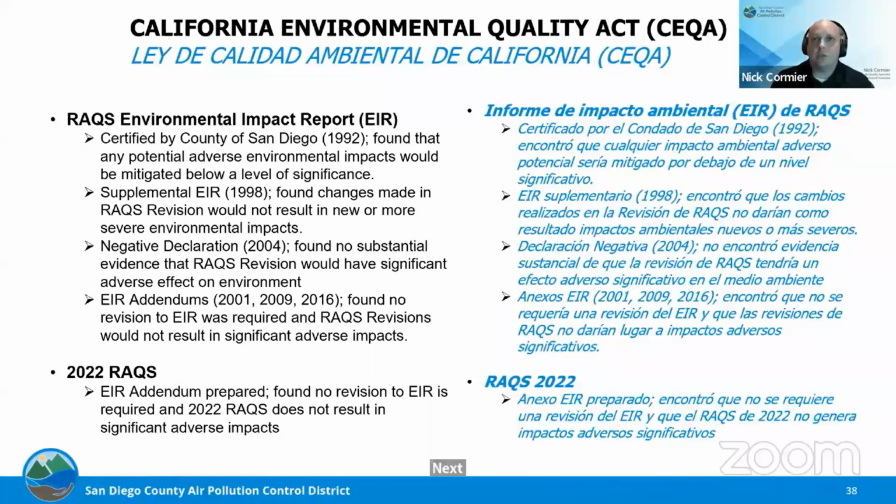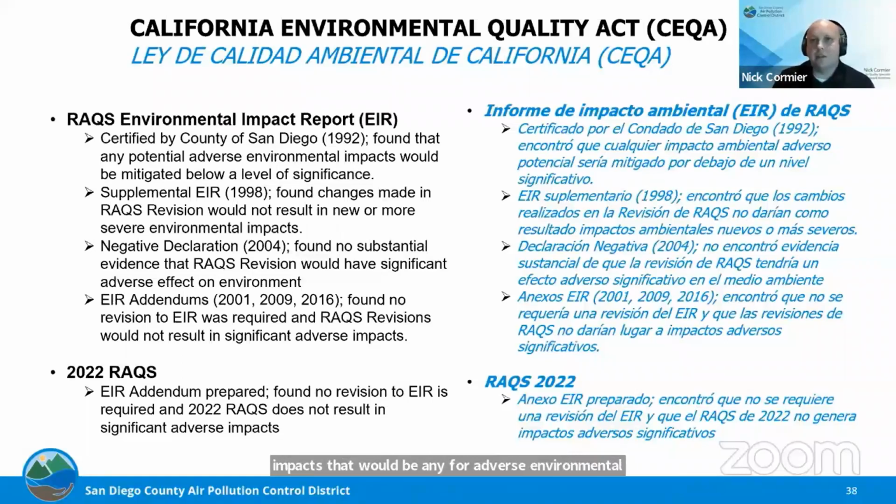The 2022 RACS also includes an environmental analysis prepared pursuant to the California Environmental Quality Act, or CEQA. The prepared EIR addendum is also available for review and comment through November 30th. The 1992 RACS EIR found that any potential adverse environmental impacts would be mitigated below a level of significance.